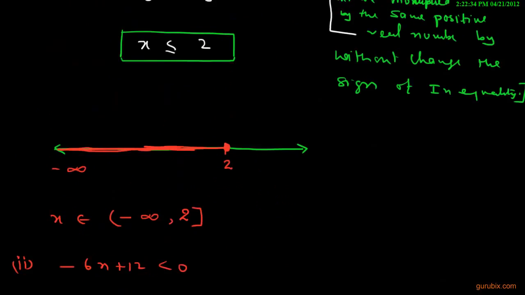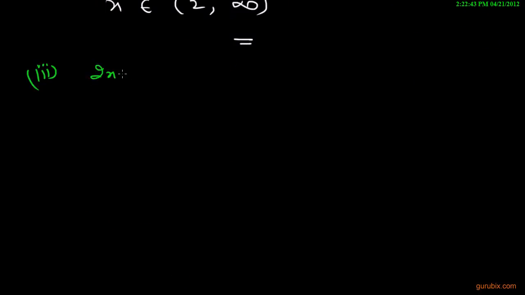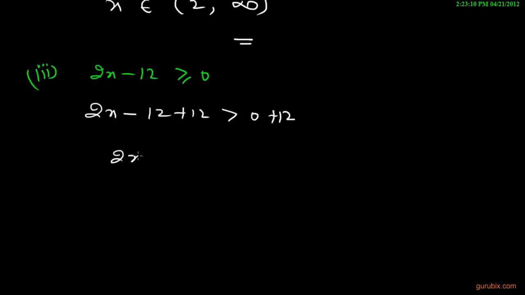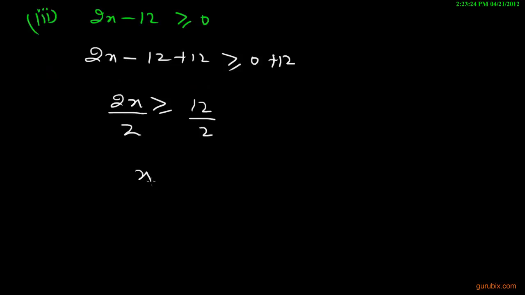In the third part we are given the inequation 2x minus 12 greater than or equal to 0, and we know that we can add the same number to both the sides of the given inequation. Then we can write 2x minus 12 plus 12, and here 0 plus 12. Then it will be 2x greater than or equal to 12, and we can divide by the same positive number without changing the sign of inequality. Then it will be x is greater than or equal to 6.